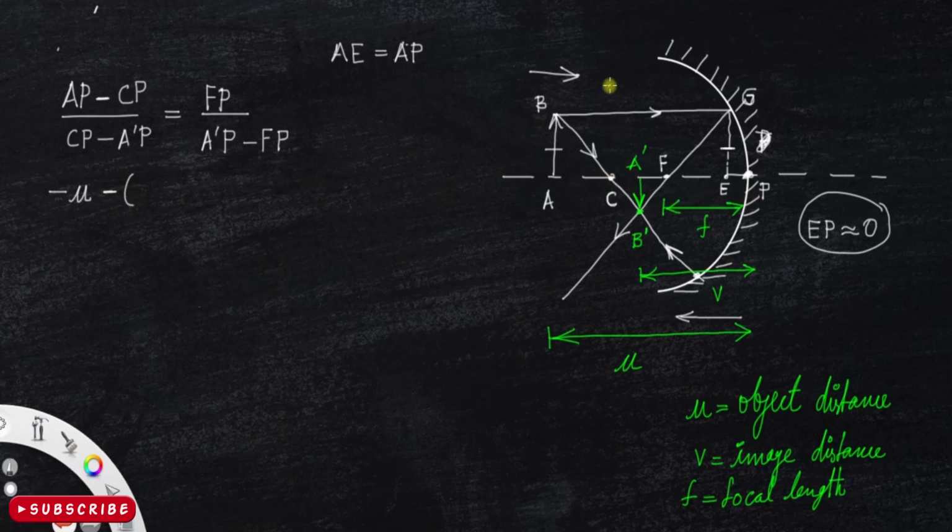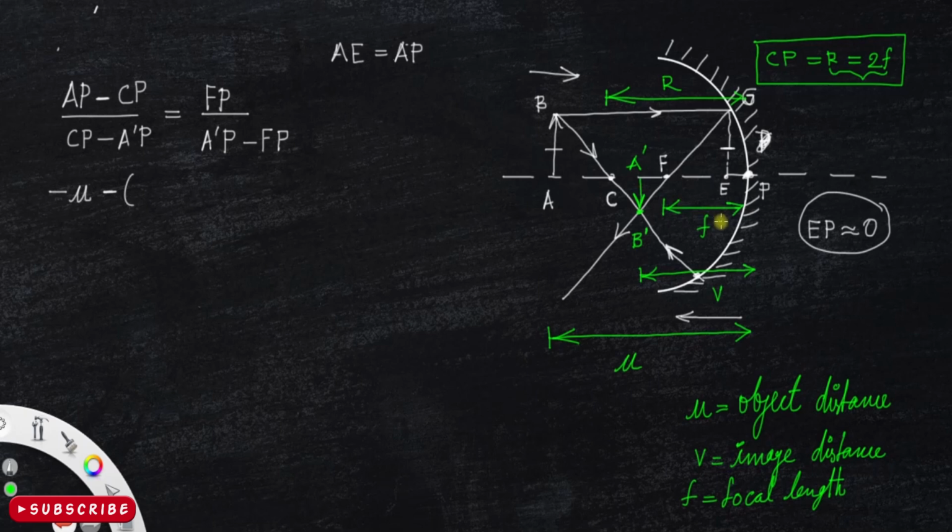Here CP is actually the distance between C and P, let me mark it here, CP. That is, CP is actually the radius of curvature. But we know the relation between radius of curvature and focal length as R equal to 2F. So CP is actually 2F. We already derived this relation, that is the relationship between radius of curvature and focal length. And if you have any doubt, you can always go back and check the video. So I can put CP as 2F.